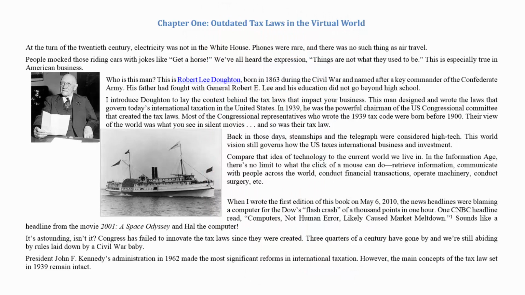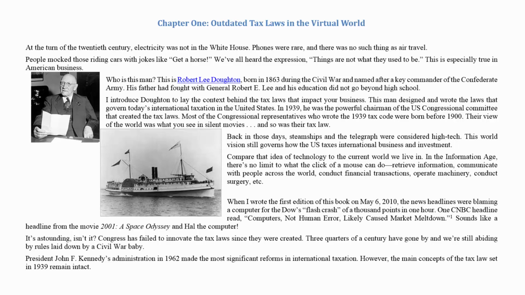Who is this man? This is Robert Lee Downton, born in 1863 during the Civil War and named after a key commander of the Confederate Army. His father had fought with General Robert E. Lee, and his education did not go beyond high school. I introduce Downton to lay the context behind the tax laws that impact your business. This man designed and wrote the laws that govern today's international taxation in the United States.